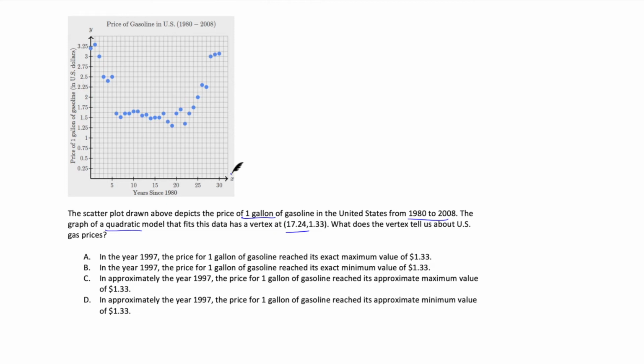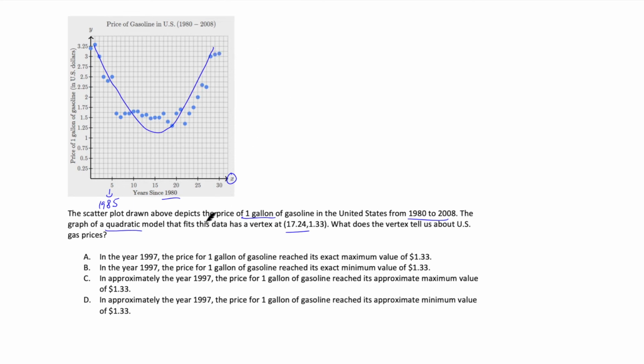On the x-axis we have the timeline, years since 1980. So this basically represents 5 years is basically 1985. Please be very careful. I've seen that students don't spend time in evaluating the axis and the units. Very important. So 10 years is basically 1990. This is basically 1995. This is 2000 and so on. On the y-axis we have price of 1 gallon of gasoline in US dollars. Okay. So the best fit graph should look something like this. This is what we are looking at.